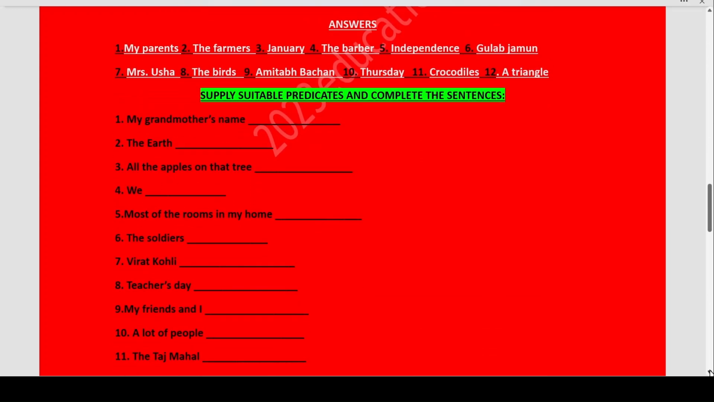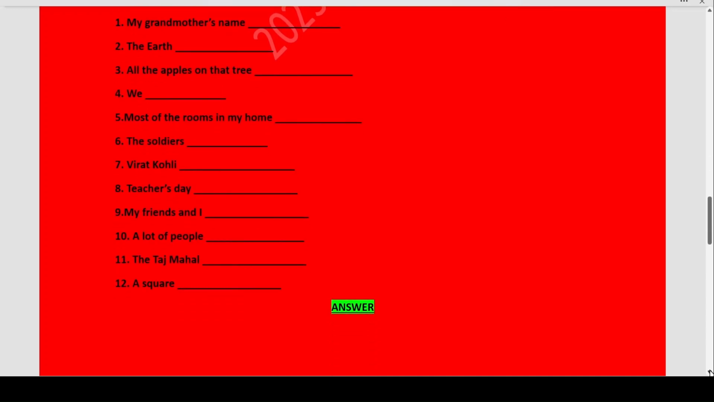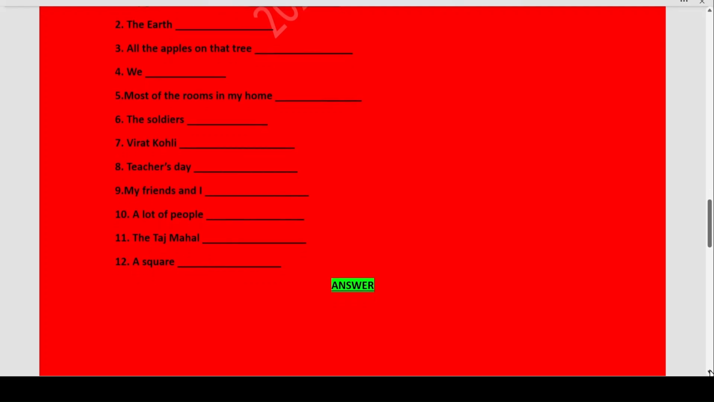Now, supply suitable predicates and complete the sentence. In the previous exercise, the predicate was given, we had to write the subject. In this, the subject is given, we have to write the predicate. Now, when we write the predicate, students, what is the main thing to be kept in mind? That we are talking about what action the subject in the sentence is doing. So that means the predicate part should have a verb. It should have an action word. So depending on that, you will fill in the suitable predicates and complete the sentences. I have given you a few answers. You can write answers on your own also.